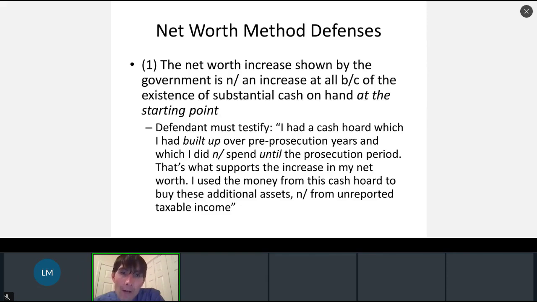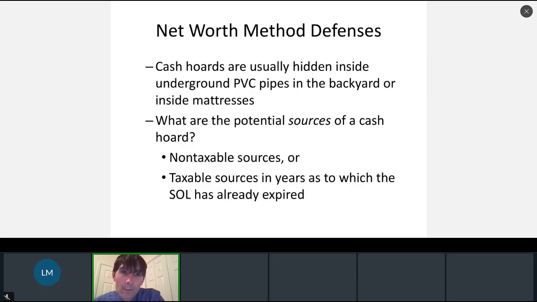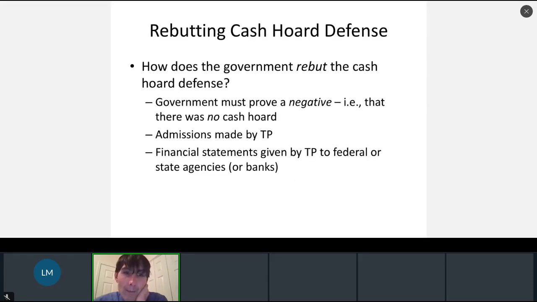So again, this is cash that was on hand from earlier years than those at issue in the case, which are the prosecution years. Cash hoards are stuff like you've probably heard or watched in movies. They're usually hidden inside mattresses or in PVC pipes underground. What are some of the potential sources of a cash hoard? Non-taxable sources or taxable sources in years as to which the statute of limitation has already expired.